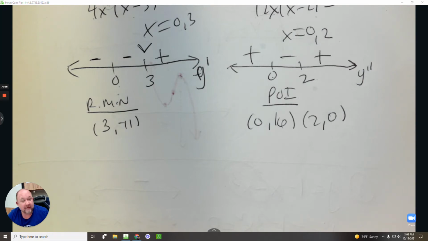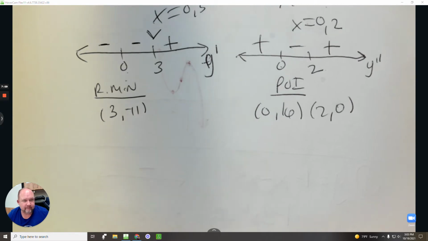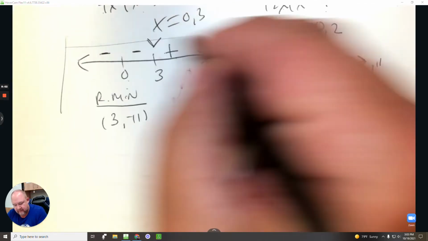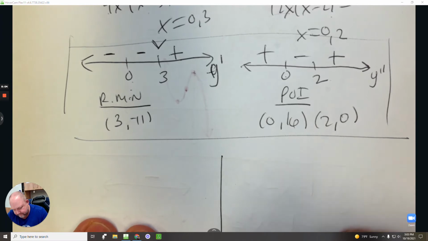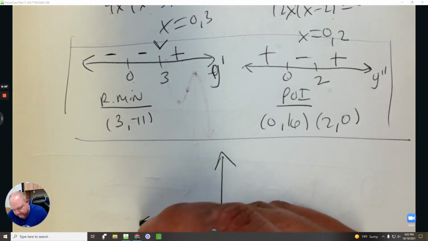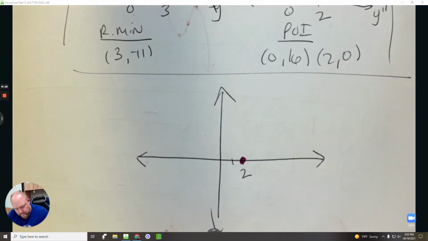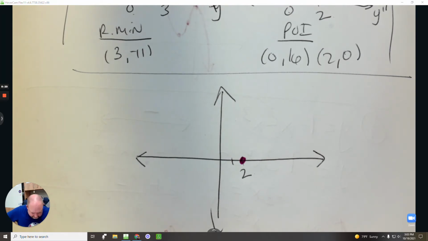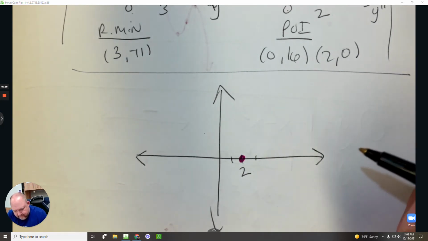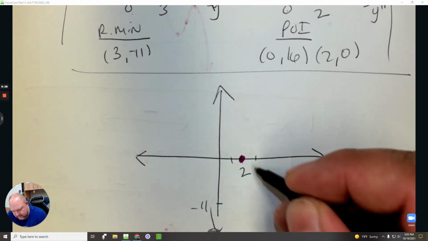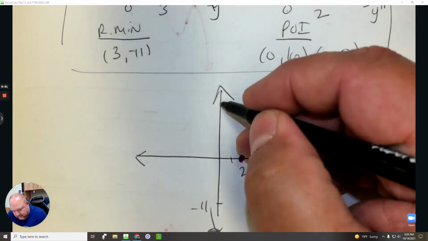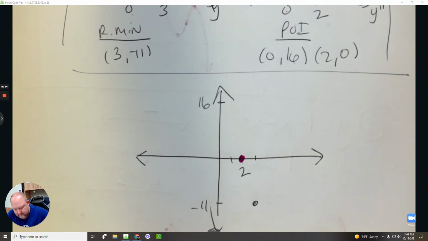There you go. All right, so now we're going to take this information here and graph it. Oh, I dropped my pen. All right, 3 and what? Negative 11. Let's pretend it's here. And then 0 and 16, which is a little bit higher. Pretend it's there.